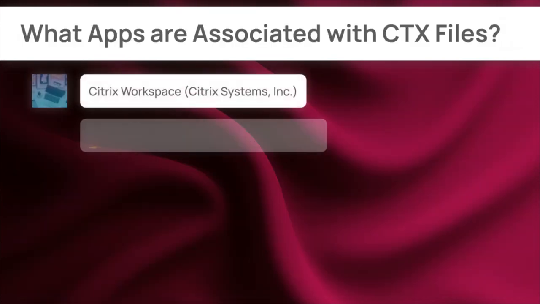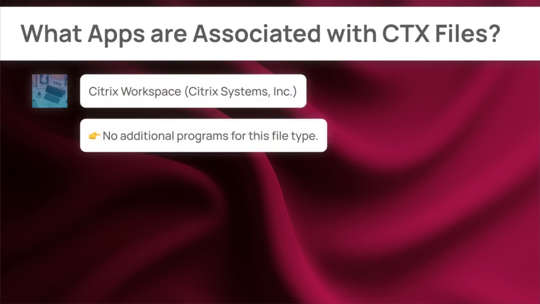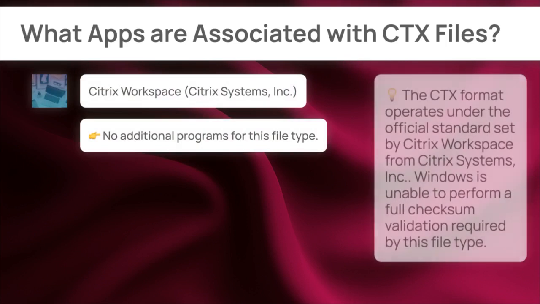The best utility for reliable viewing of CTX is known to be Citrix Workspace by Citrix Systems, Inc. The proprietary indexing requires careful handling to avoid critical file system errors. Windows exposes the file's contents, yet modifications must be done with care to avoid misconfiguration.